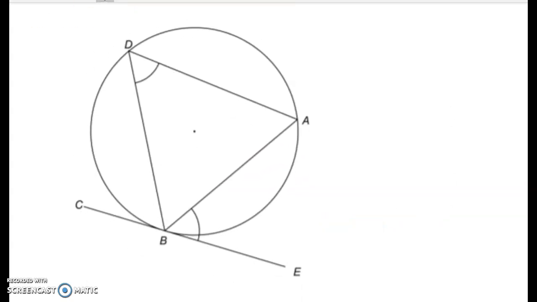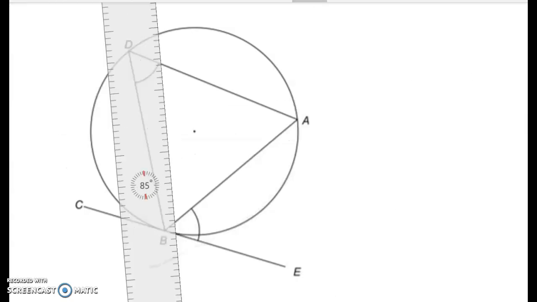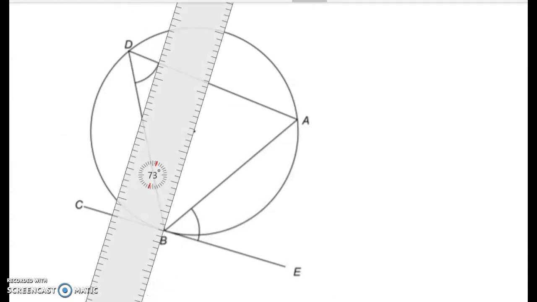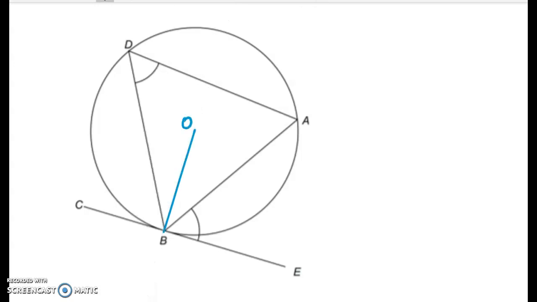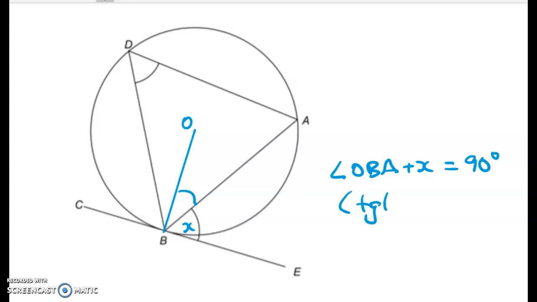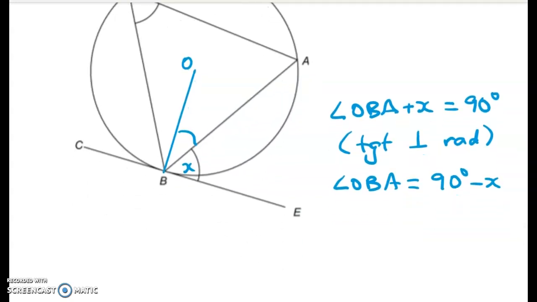Well, we start by saying we're going to use the tangent is perpendicular to the radius. So we draw my radius in here, put in point O. Label this as x, so we're going to write that angle OBA plus x is equal to 90 degrees. And the reason for that is that the tangent is perpendicular to the radius. So angle OBA is equal to 90 degrees minus x. There's no reason for that one.